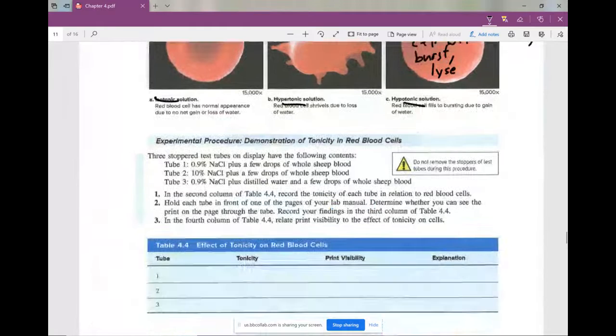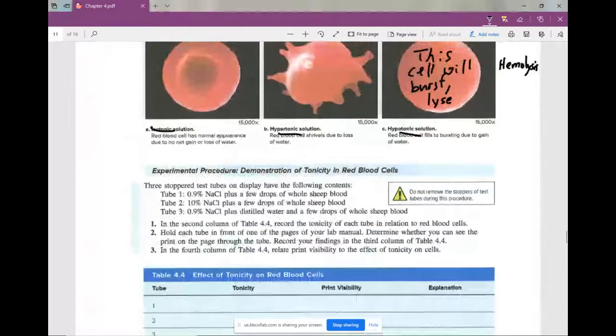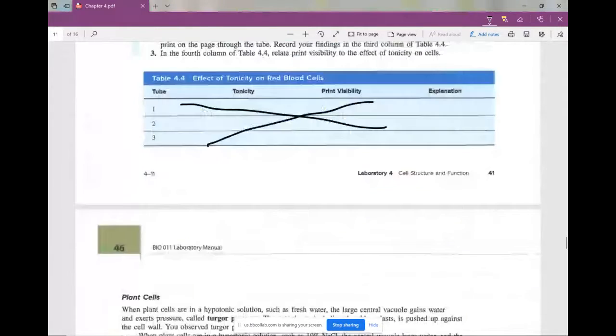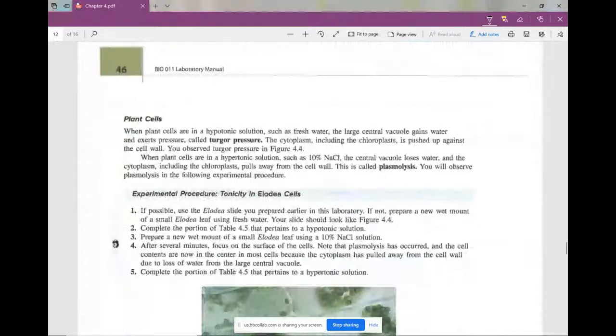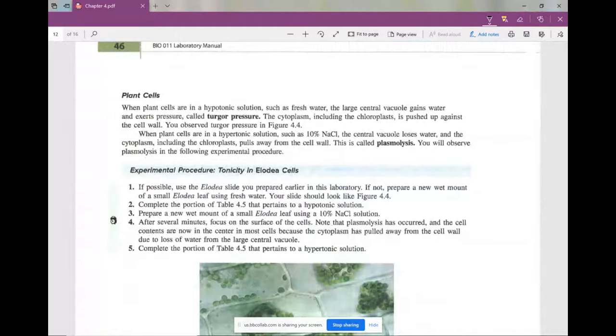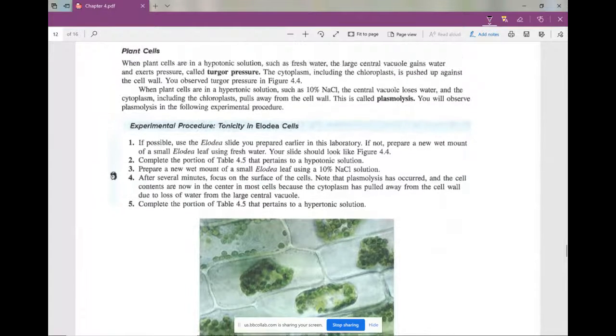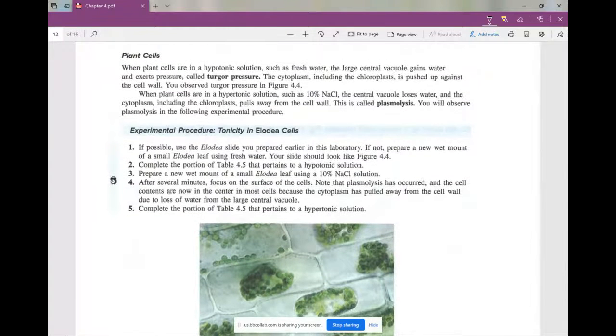Hemolysis. All right. Now, obviously, we can't do this experiment. We're not going to be able to do the feasibility experiment. We can do the conclusions at the end. And we were going to do the experiment of adding salt to plant cells, the Elodea. I explained this in the PowerPoint.